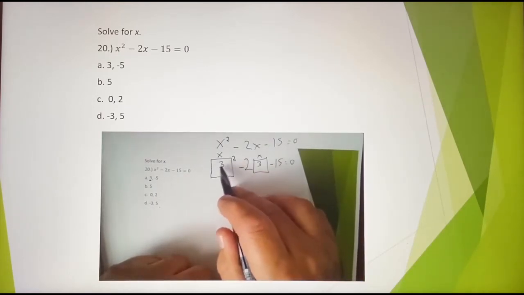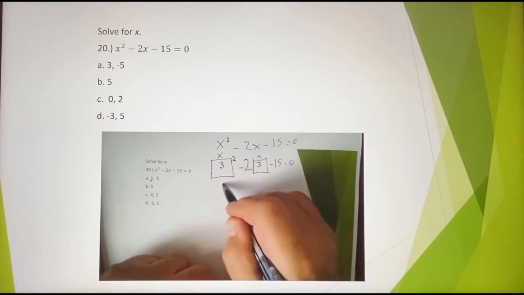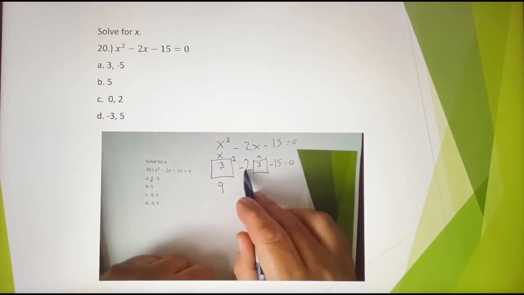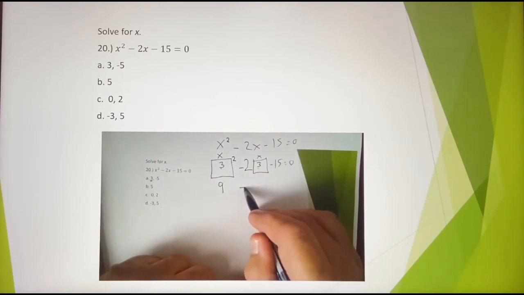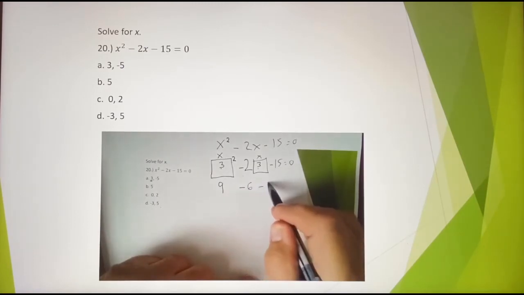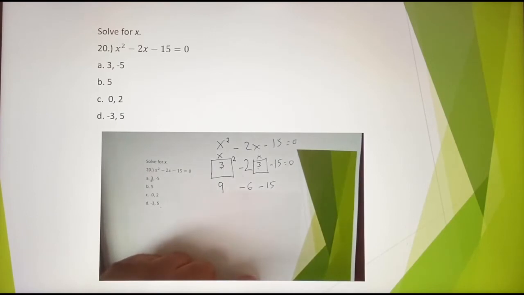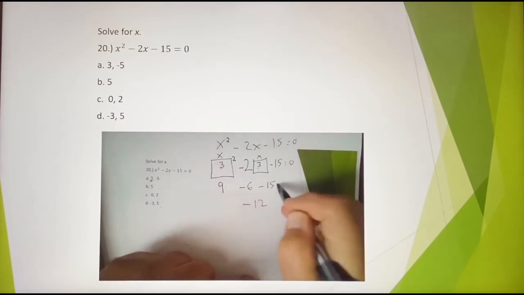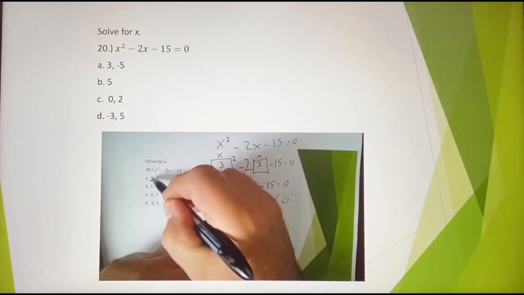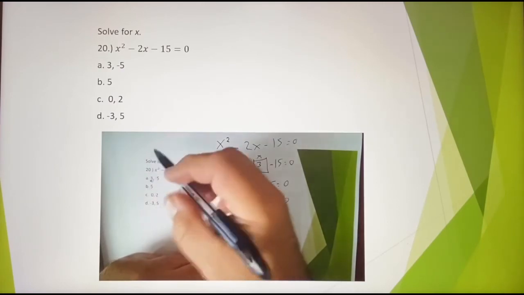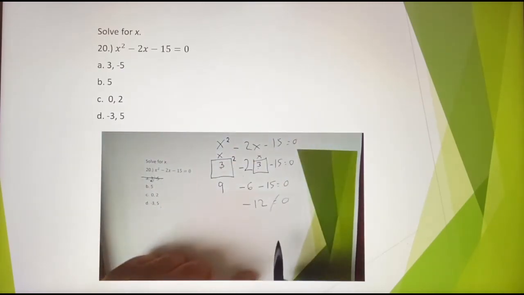So 3 squared is 3 times 3, which is 9. And I've got negative 2 times 3. Negative 2 times 3 is a negative 6. And I've got a negative 15 here, right? So if I've got a 9 and I take away 6 and I take away another 15, that's a negative 12. Does negative 12 equal 0? No, it doesn't. So because that's the case here, this one doesn't work. I'm not even going to bother to check the second number on there. I'm just going to cross that out because they both have to work.